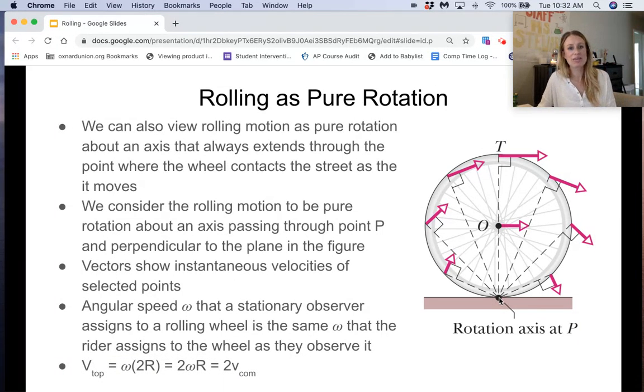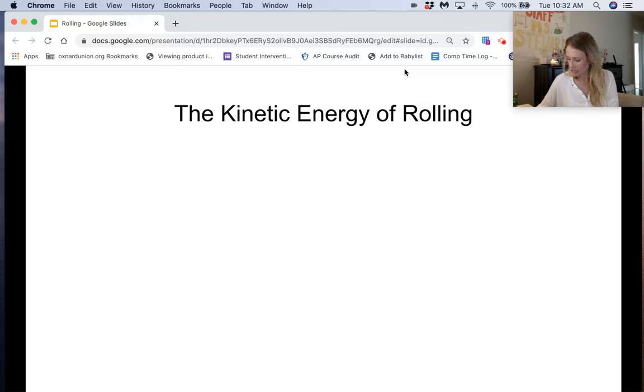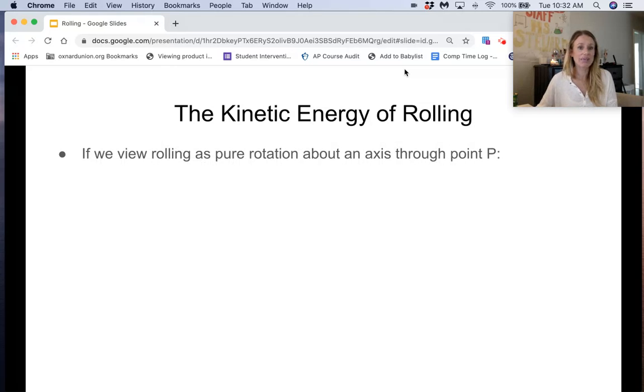Now, the reason we do this is because we already know a lot about pure rotation. So thinking of rolling as pure rotation, we can then get a few other equations that we can use with our rolling motion. So another one of those equations is the kinetic energy of rolling. So again, if we view rolling as pure rotation about an axis through point P, we know that the kinetic energy of something that is rotating is 1/2 times I, which is our moment of inertia, or rotational inertia, times omega squared. And of course, this is going to be our I, our moment of inertia through point P.